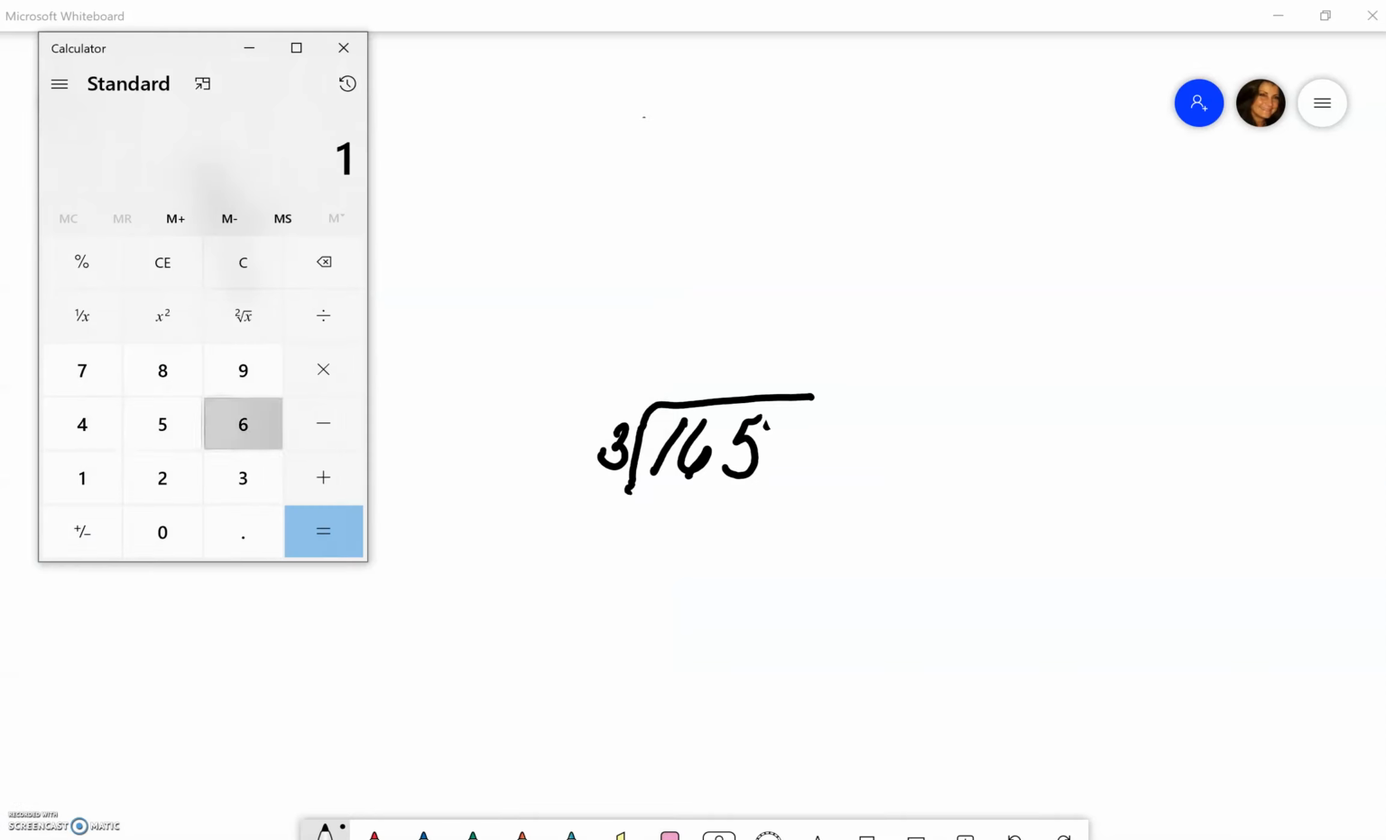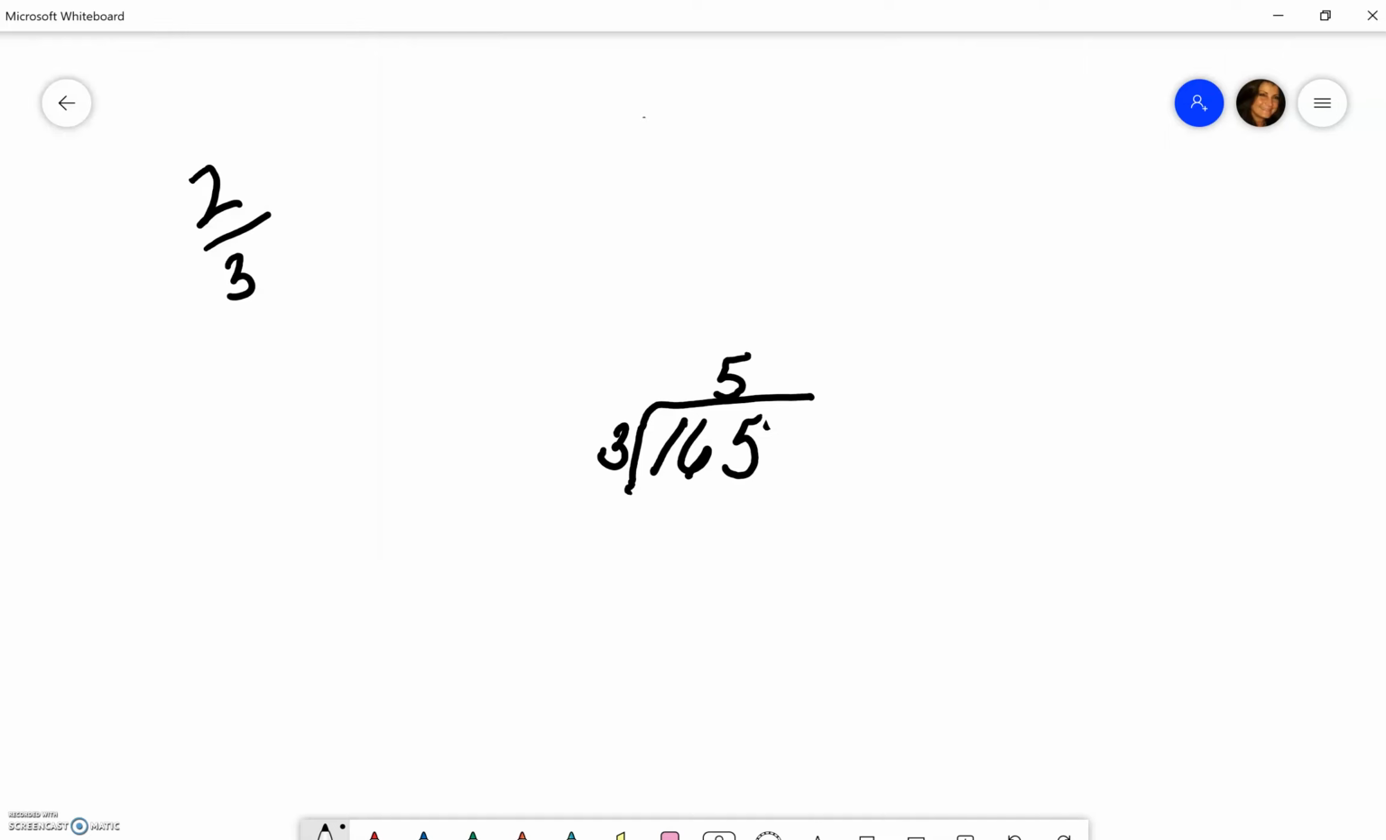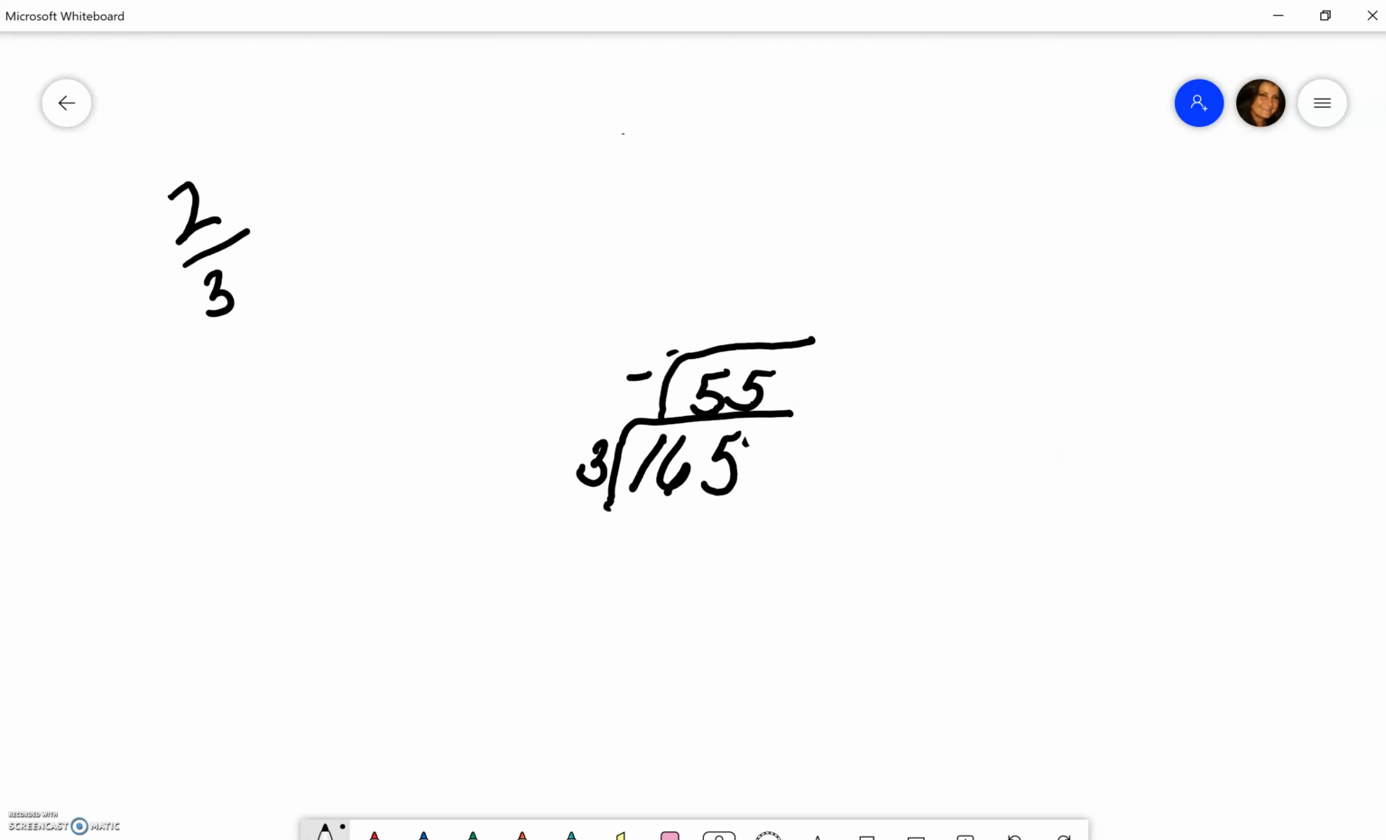So you would take 165 divided by 3, and that equals 55. So you write the 55. Now I'm going to say, do I want to use a 3 again? I'm not going to, because I can immediately see that 5 times 11 is 55. So I'm going to use my 5.